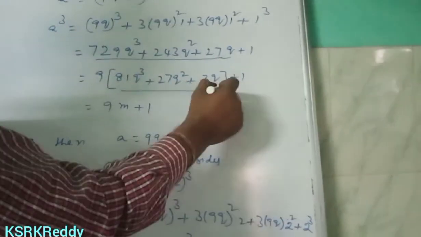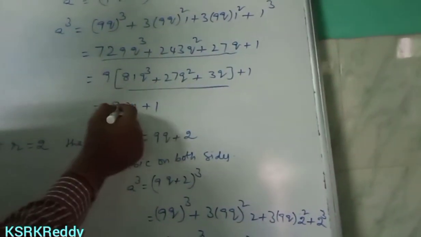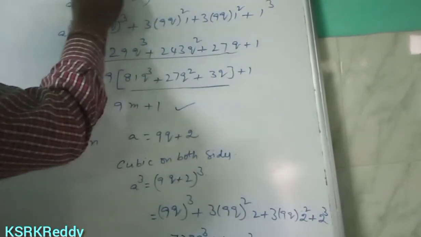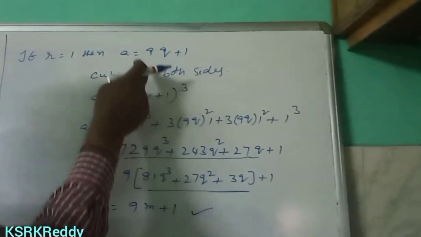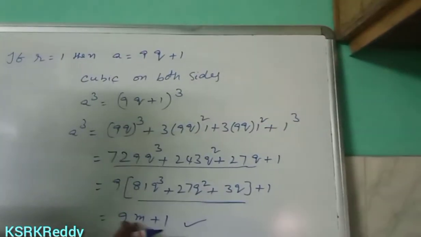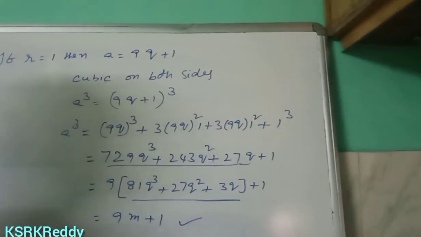So here this value is taken as m. So 9m plus 1. a is equal to 9q plus 1, cubing on both sides, that number is also 9m plus 1.